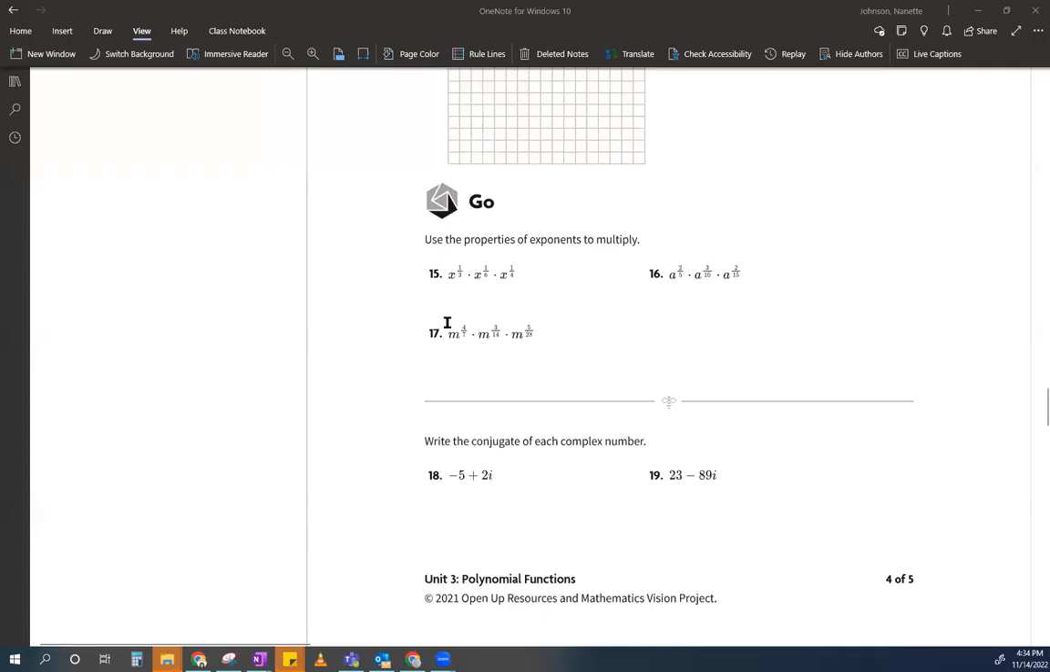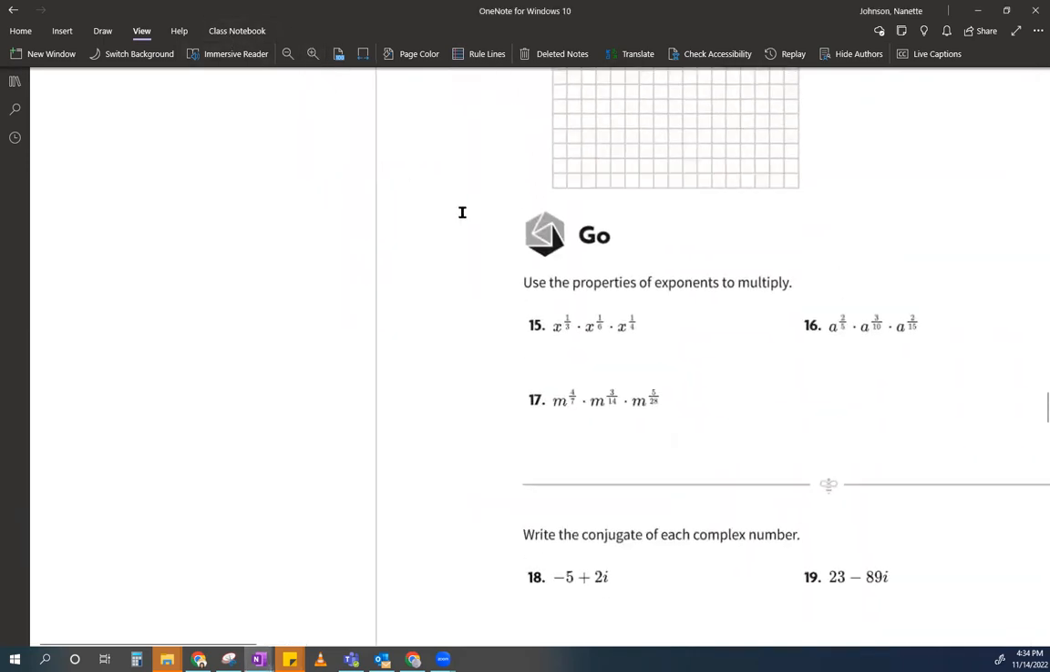Okay, so we are still in 3.2 and we're doing number 15, and it's a review of these exponents. This is super tiny writing. So it's x to the 1/3 times x to the 1/6 times x to the 1/4. And they want you to use the properties of exponents to multiply these.